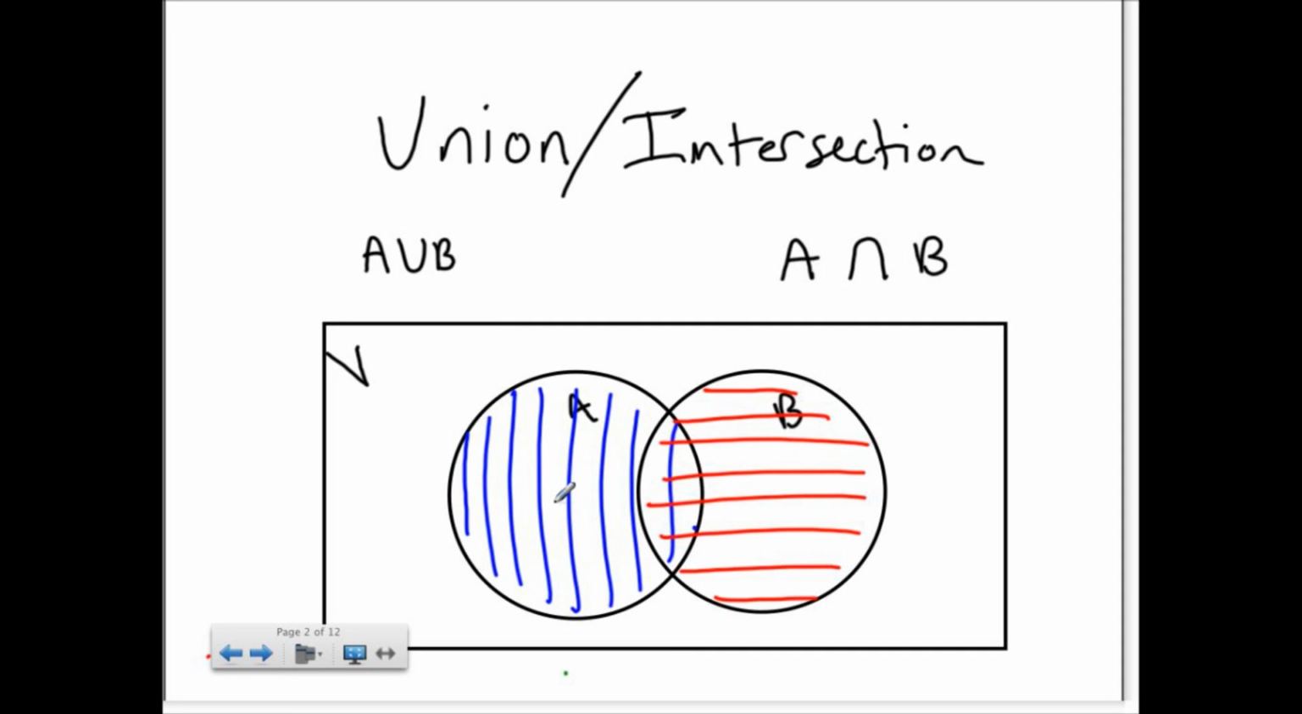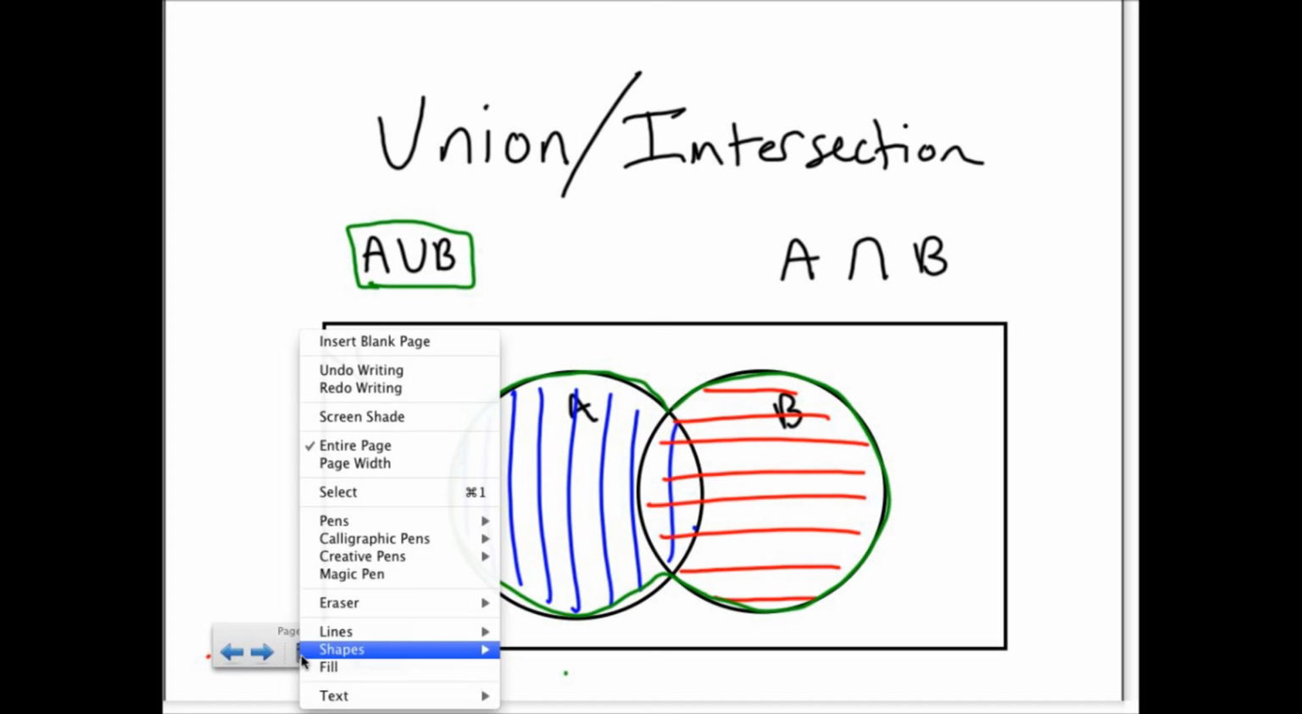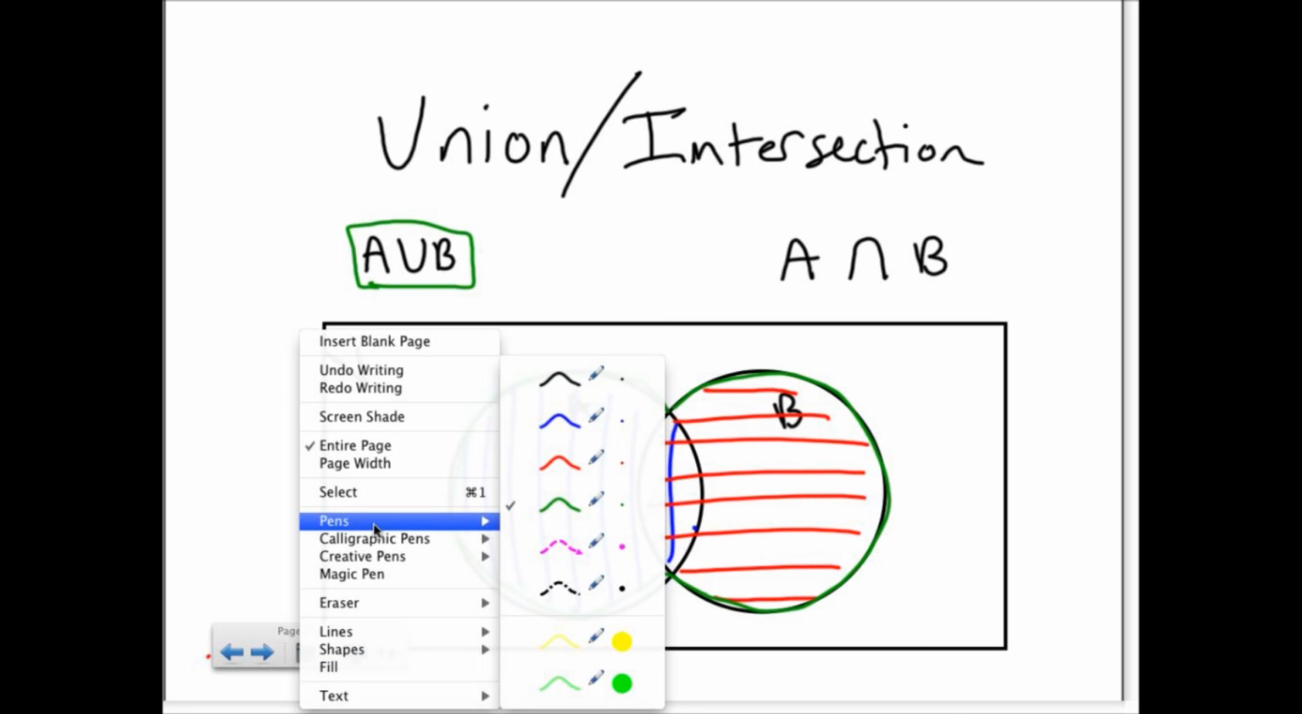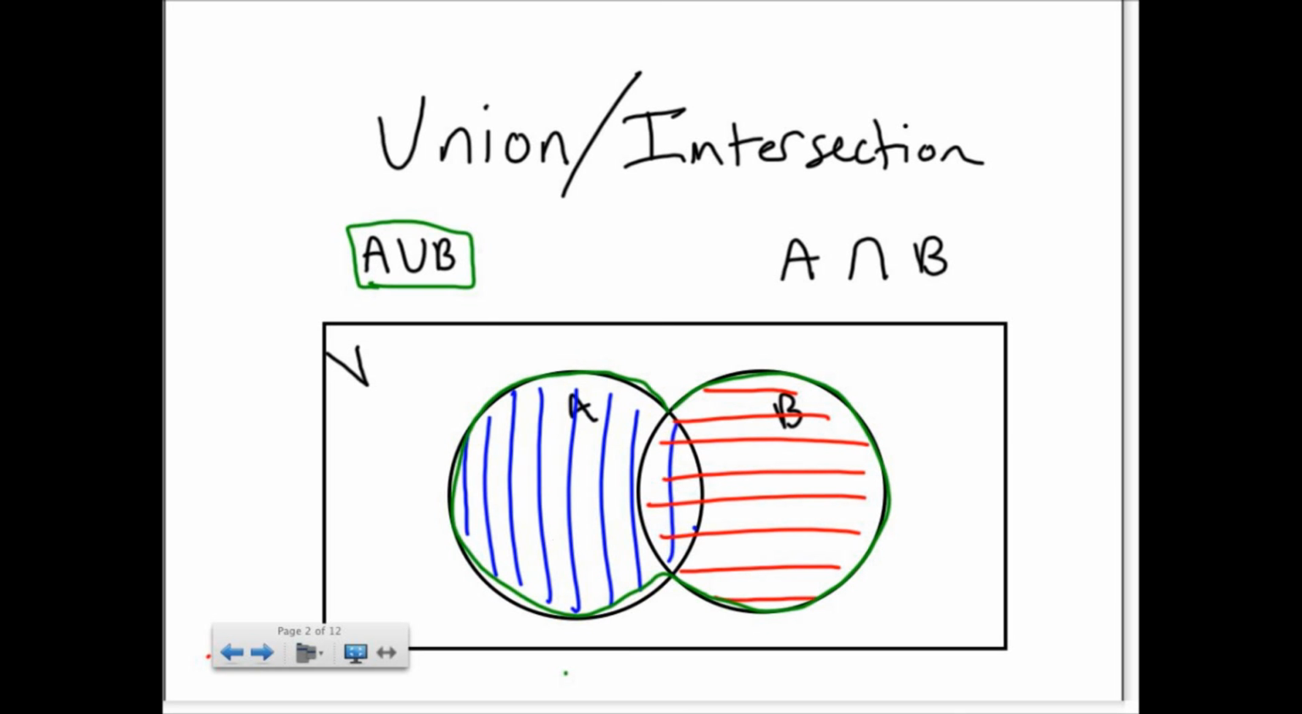The union is any area which is affected by colored ink, essentially. So any area that's colored in either blue or red is the union. I'm going to indicate that by circling this area here. That is the union of A and B. Now, the intersection of A and B is the area that's affected by both the colors red and blue. I'm going to indicate that with this purple line here. And that's the intersection of A and B.